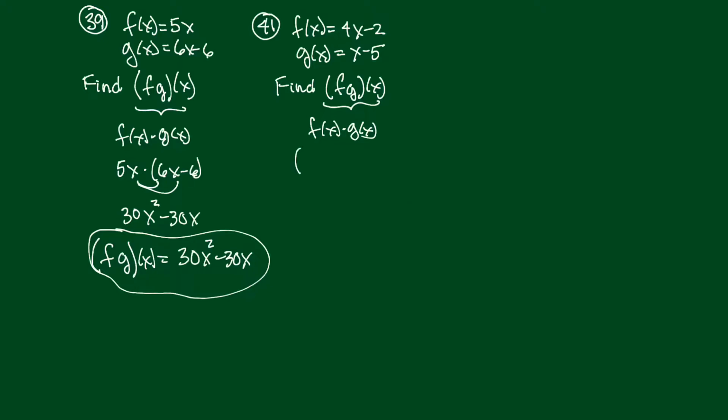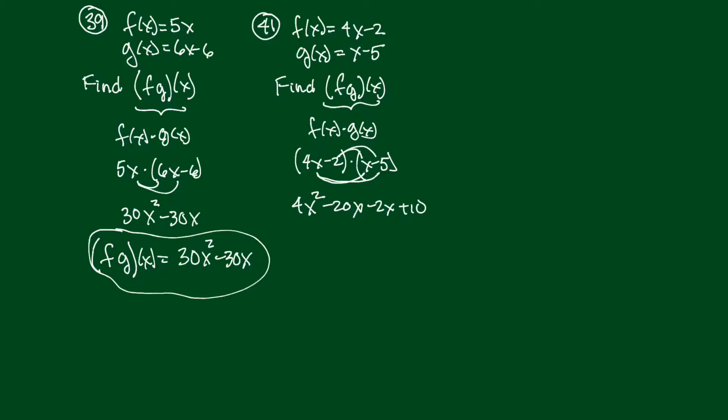So f of x is 4x minus 2, and because there's more than one term, I'll use parentheses. g of x is x minus 5. So let's multiply them together. FOIL it if you like. 4x times x, we'll get 4x squared. The outer product is minus 20x. The inner product is minus 2x. And then the last is plus 10.